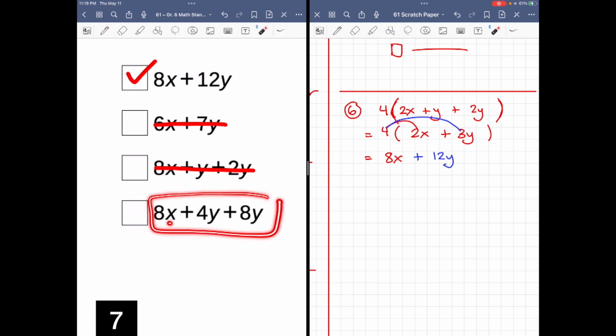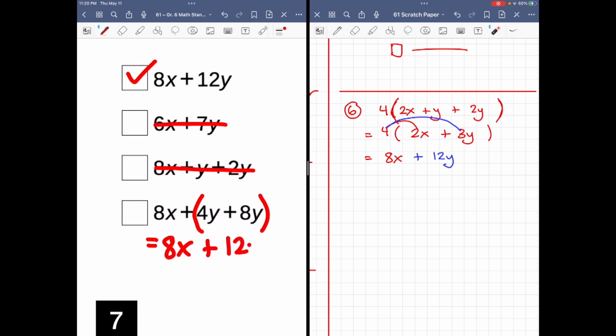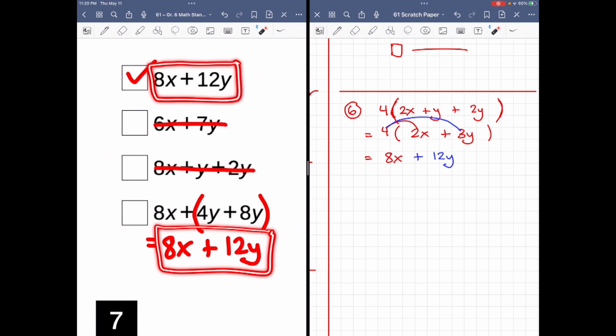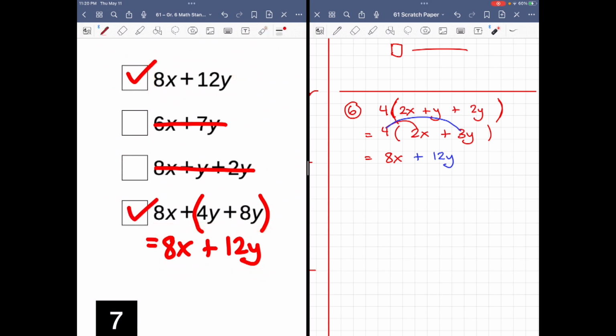So we have 8x plus 4y plus 8y. And here I notice that we actually have apples and apples. So you can take these 4 y's here, put them together with these 8 y's, and here you can have 12 y's. So let's go ahead and wrap that up in parentheses. And on the next line, we have 8x plus 12y. And notice that this actually matches this. So the fourth line is also a correct choice. Go ahead and check it off.